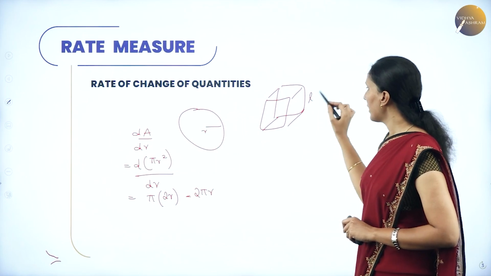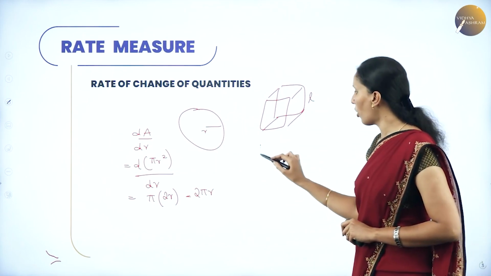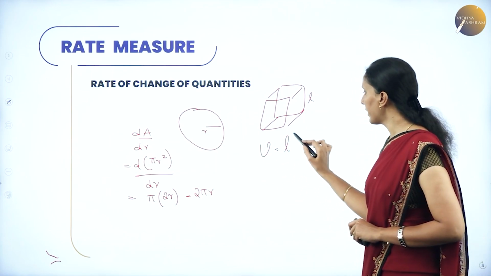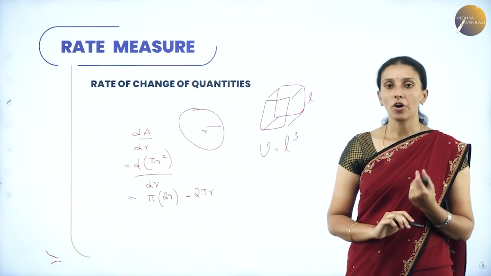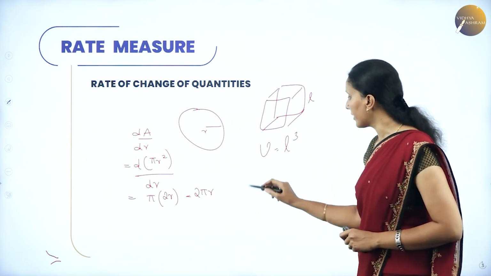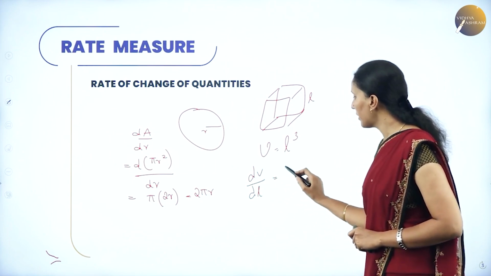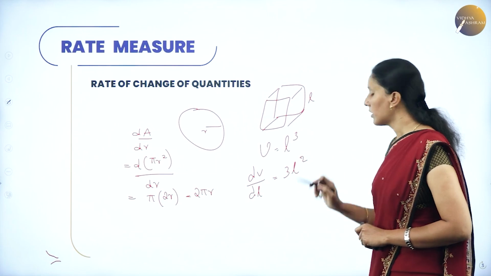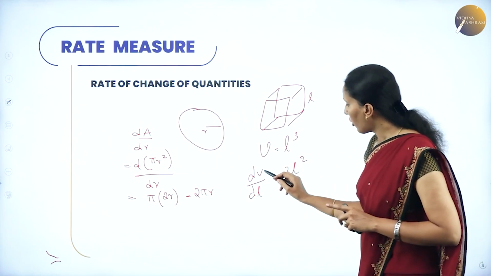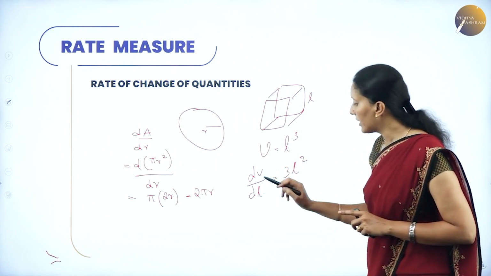So I'll just consider the length L. If you take the volume, then the volume of a cube is L cube. What is the change of volume with respect to length? That is dV by dL. Here it is 3L square. So this is the rate of change of volume with respect to side.